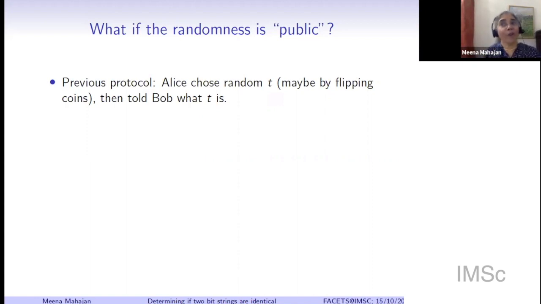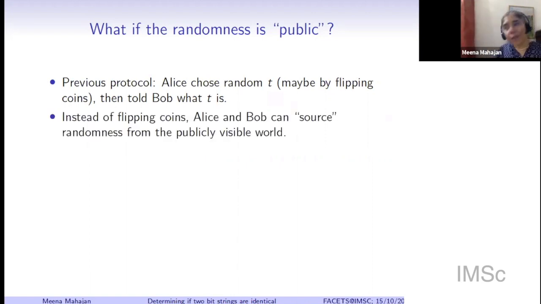So the idea was not to do things secretly. The idea was just that, her randomness, Bob has to see. Now, what if instead of her flipping coins and sending the outcome to Bob, what if they source randomness from the publicly visible world? Does this even make sense?